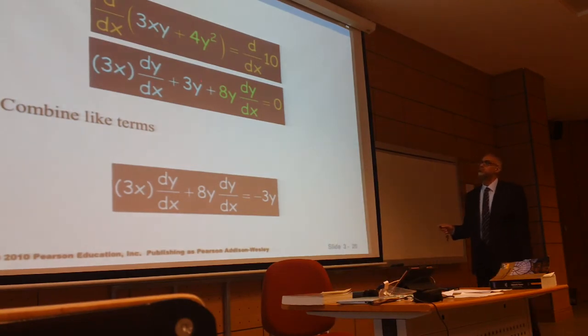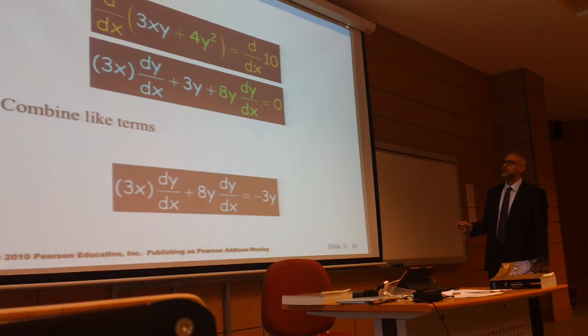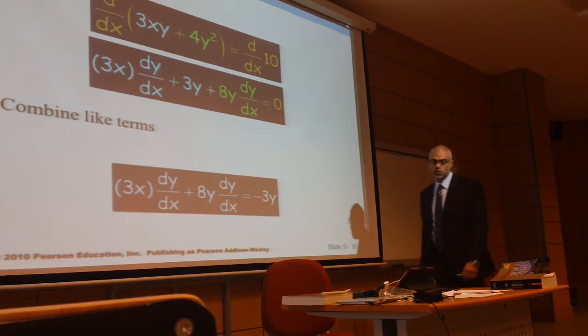So this one gave me 3x dy by dx plus 3y plus 8y dy by dx. The green term is this. The blue term gave me this. And d by dx of 10 gave me what? 0. So when we combine, 3x dy by dx plus 8y dy by dx is equal to negative 3y.